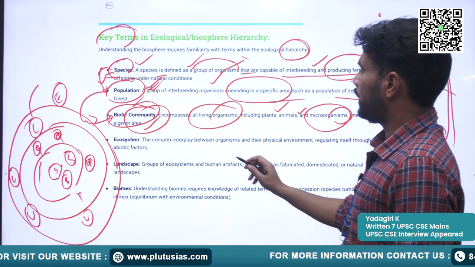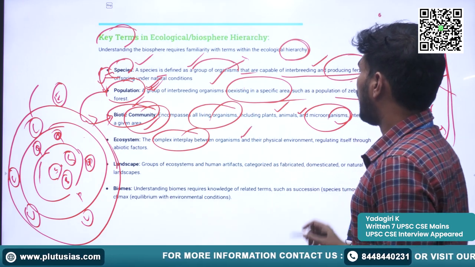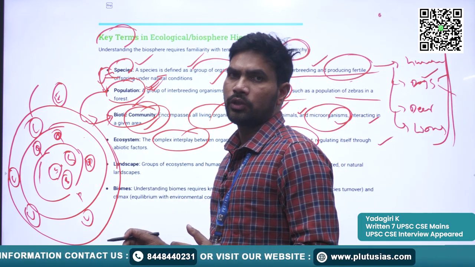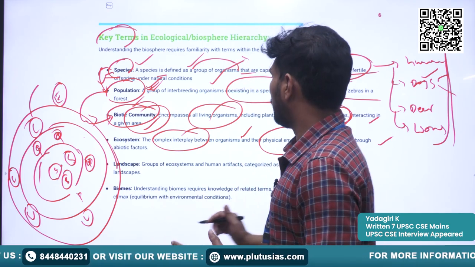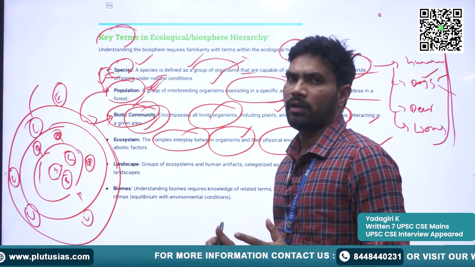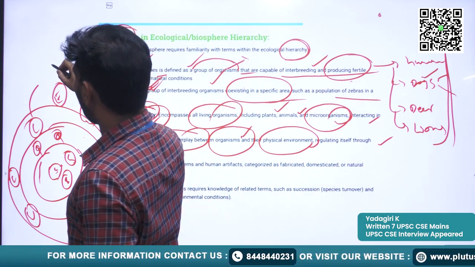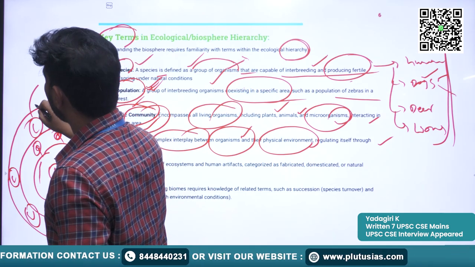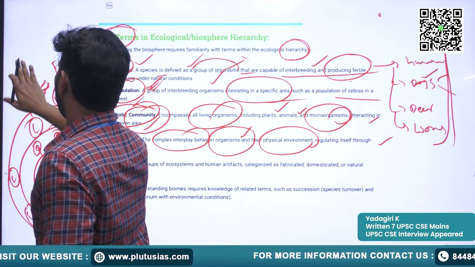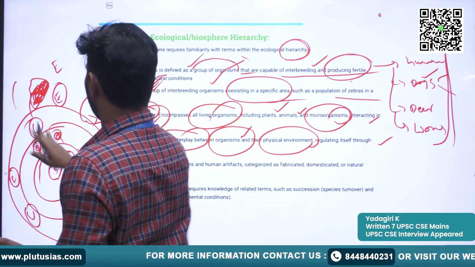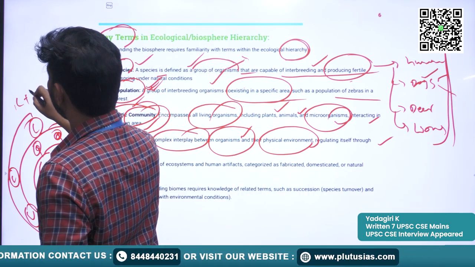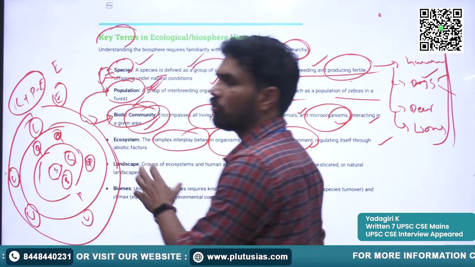Ecosystem is a complex interplay between organisms and their physical environment, regulating itself through abiotic factors. So basically ecosystem is defined as the interaction between the organisms and their surrounding physical environment. So after the communities, the ecosystem will come. So ecosystem is basically the interaction of communities plus physical environment, right? So this is called ecosystem.